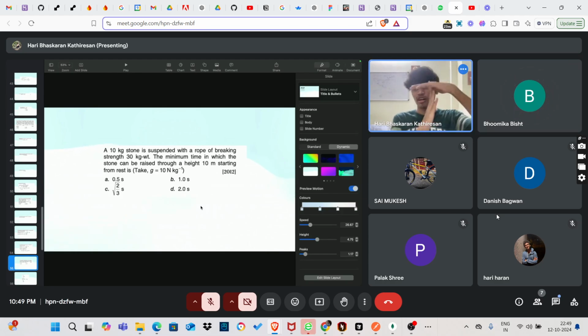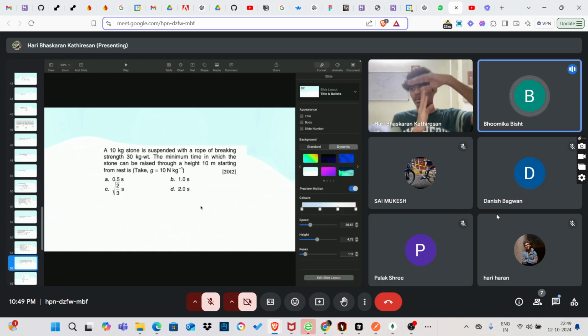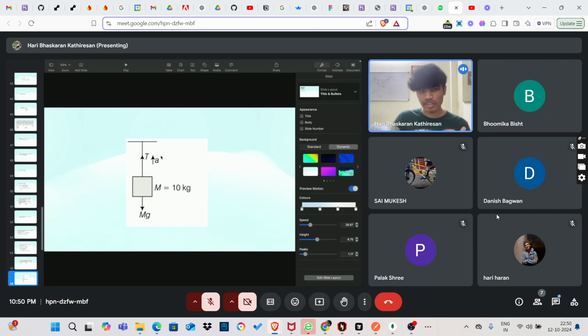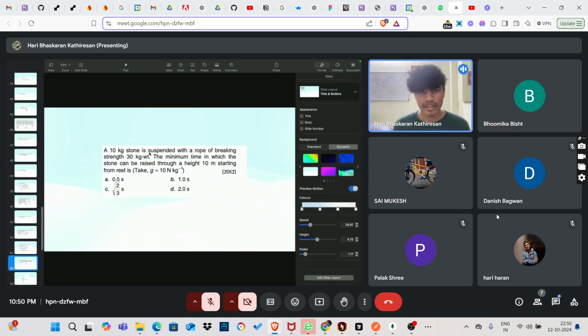See, it's going upwards. Tension is upwards, and there will be mg downwards, and acceleration is upwards. So the equation will be T minus mg is equal to ma, right? And when the lift is going downwards, it will be mg minus T is equal to ma. So the tension is greater when it's going upwards, right? And it's lesser when it goes downwards. So we'll be using the same thing here. It says that the stone is suspended.